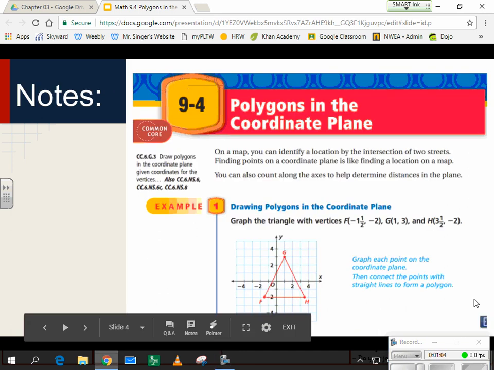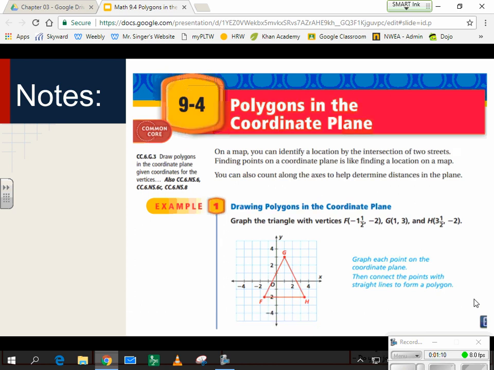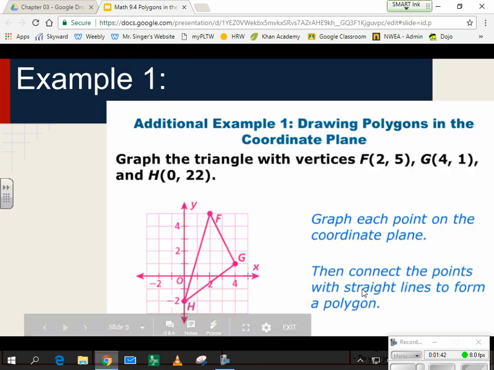All right, so let's talk about polygons in the coordinate plane. First, you got to remember what a polygon is, and that is a shape with vertices and straight lines. On a map, you can identify the location by the intersection of two streets. So you can think of a coordinate plane as a bunch of streets in a city. Well, you can also count along the axis to determine distances in a plane. So here's one where you were given F, G, and H, and the coordinates for it, and then this is what it looks like when it is labeled on the coordinate plane. That's what we're going to work on today.